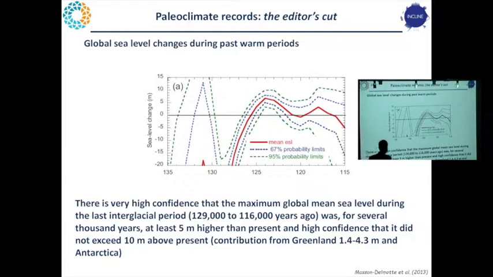We are worried about half a meter. We have to be very much worried about half a meter of sea level rise. We have already gone through 12, 13 millimeters globally. So 5 meters, between 5 and 10, okay. And the contribution from Greenland was 1.4 to 4.3 meters. And there was some contribution from Antarctica as well.